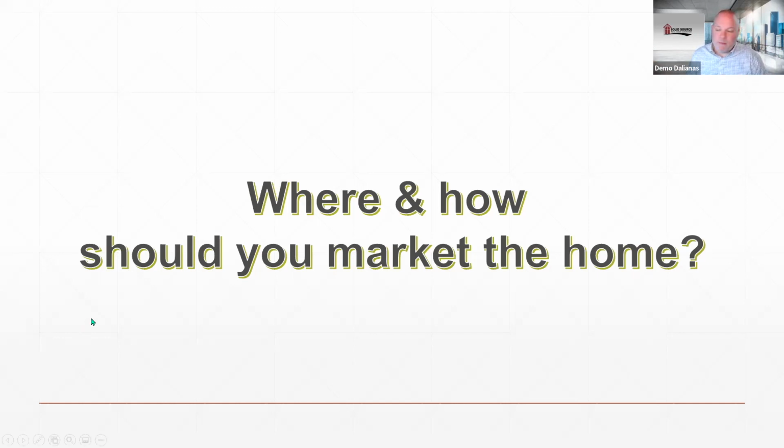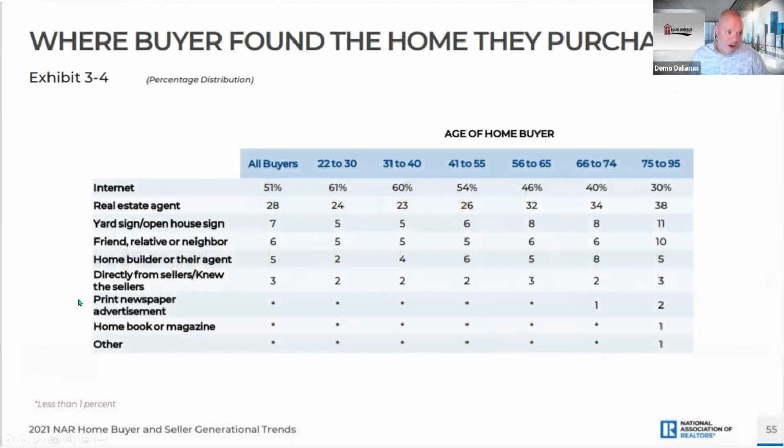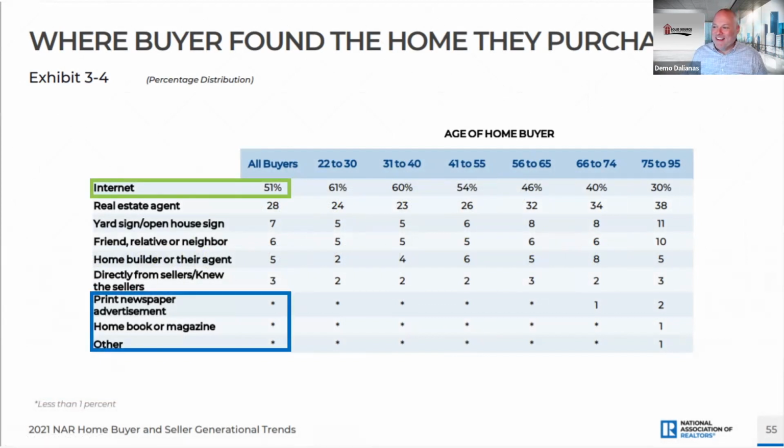Let's talk a little bit about that. It is very important to know where buyers actually found the home they purchased. I didn't ask you this one because we all would have said the internet, or probably most of us would have said at least started there. So the interesting thing about where the buyer found the home they purchased: the internet 51, the agent 28. So 28% of the time they found the home they purchased from you, right?